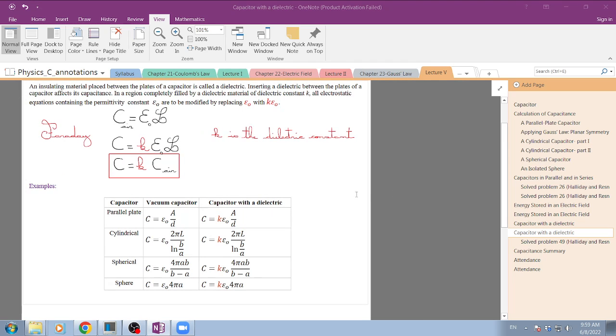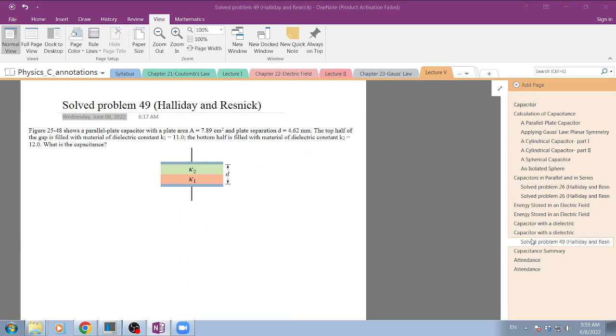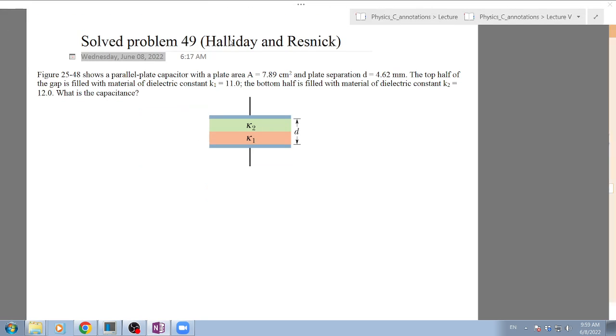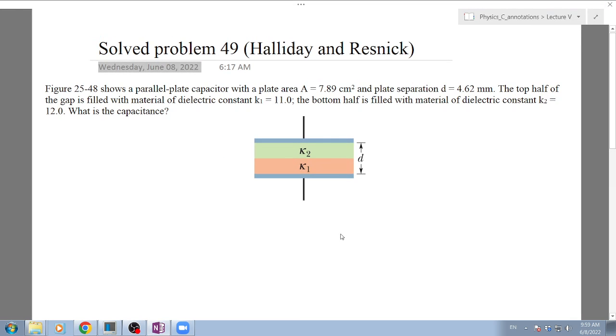And then to finish, I would like to solve one problem with you, and I'm going to solve this problem. This is problem 49 from our textbook. And that's not typical, right? We don't solve this kind of problem in high school, so that's why I chose this problem. So let's read this problem.